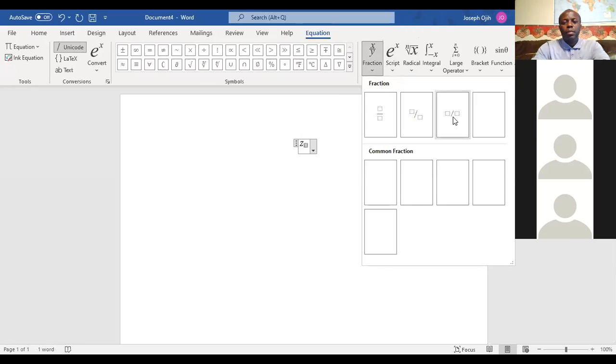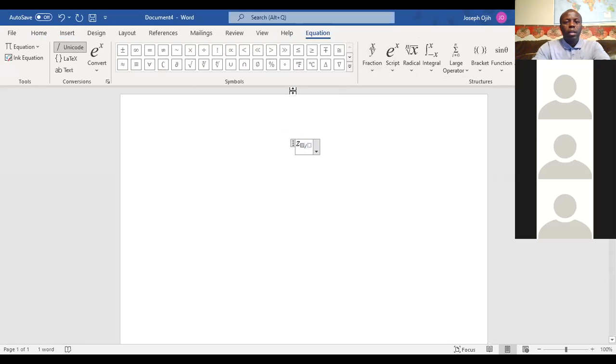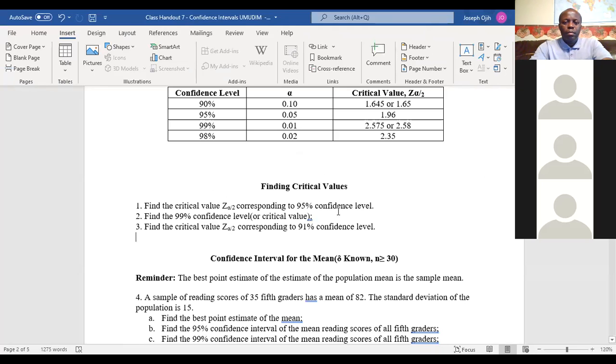Z alpha over 2 equals P over 200. So that's what we'll be using. That's the formula that will give you a shortcut to it. P over 200.